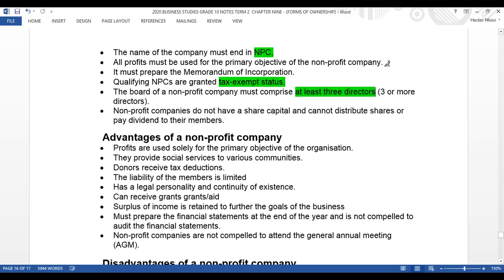So it's very important. NPC companies do not have a share capital and cannot distribute shares or pay dividends to their members. So here, guys, remember, we're not in a scheme of making profit. No wonder we can't issue shares to the public or shareholders. And if we don't issue shares, therefore, we don't have any dividends.